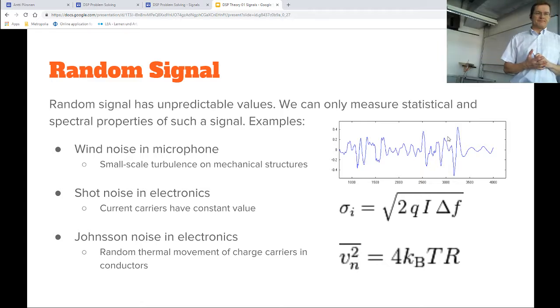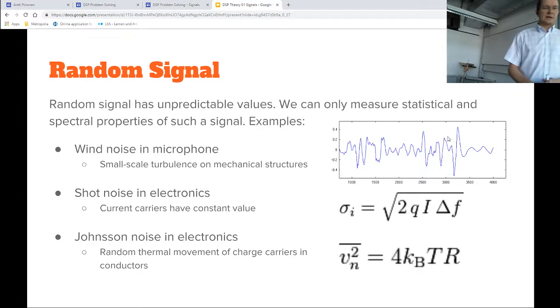Okay, random. Random signal means that it has unpredictable value. Not deterministic like sinusoids or some other well-formed signals, but more like what nature does for you. Wind noise in a microphone, say small-scale turbulence makes the wind noise, and it's totally arbitrary. You cannot get rid of it 100%. You can reduce it by some filtering, but you cannot get rid of it totally.